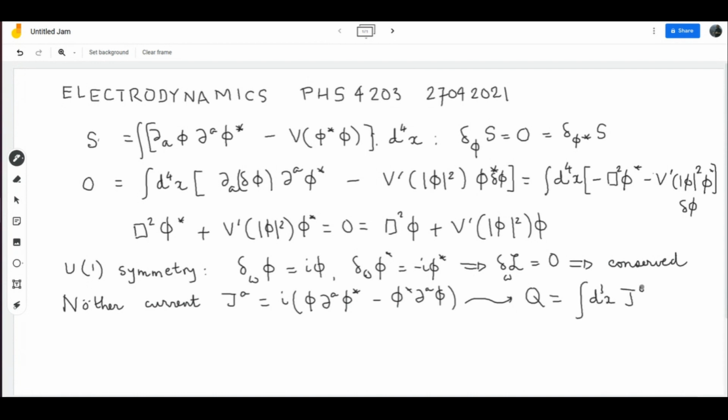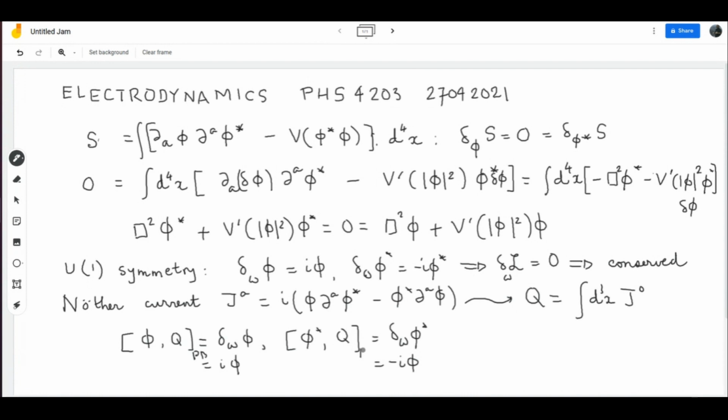J^0. And then what we saw was that this Q actually generated, so what we found is that the Poisson bracket of φ with Q gave δω φ. And similarly, φ* with Q did the same. Because this was iφ and this was minus iφ*, this is in the Poisson bracket sense, you see.